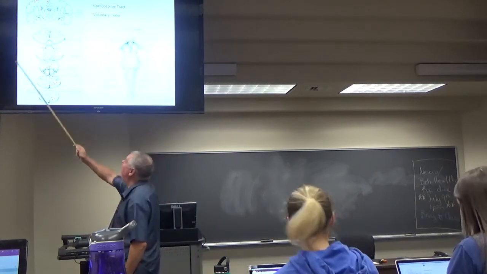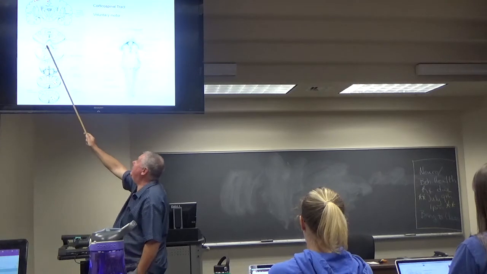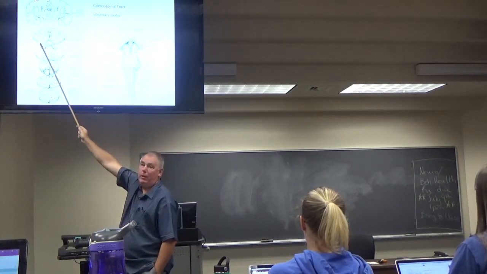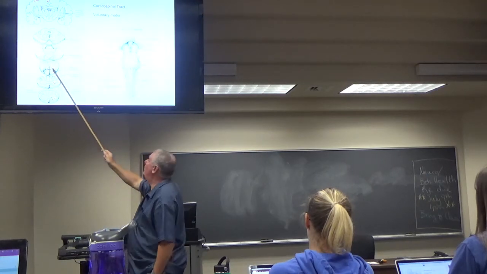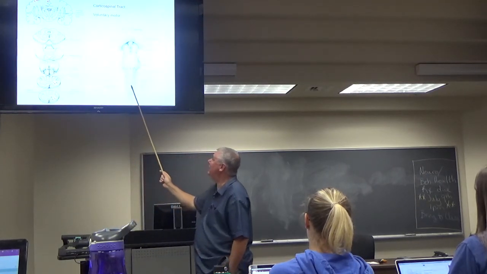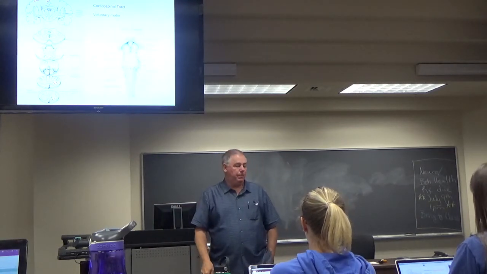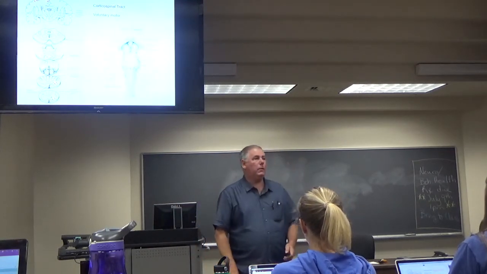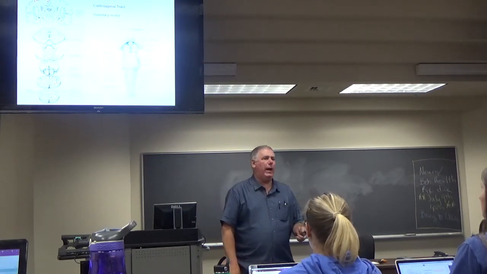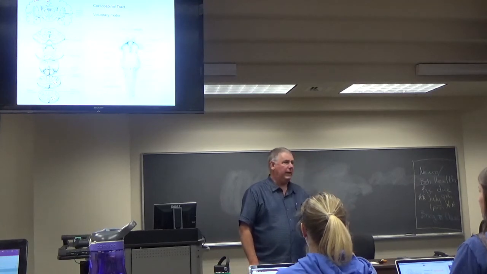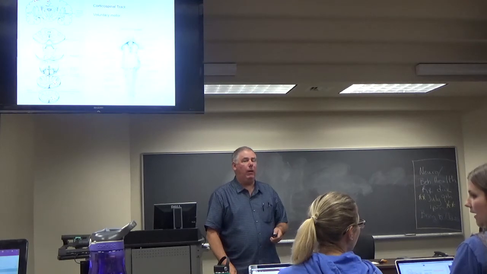Corticospinal tract originates in the precentral gyrus, descends in the cerebral peduncles, crosses in the pyramidal decussation, continues down as the pyramids. We'll talk more about the corticospinal tract when we get up to the cortex itself. But this is a general outline of it.